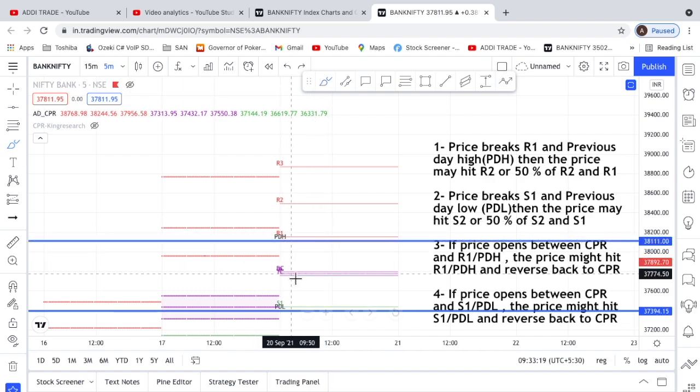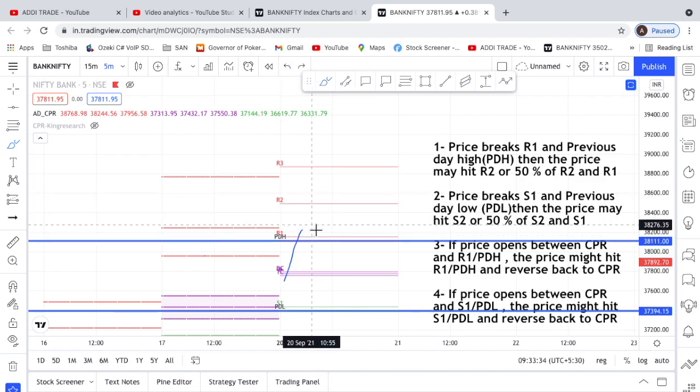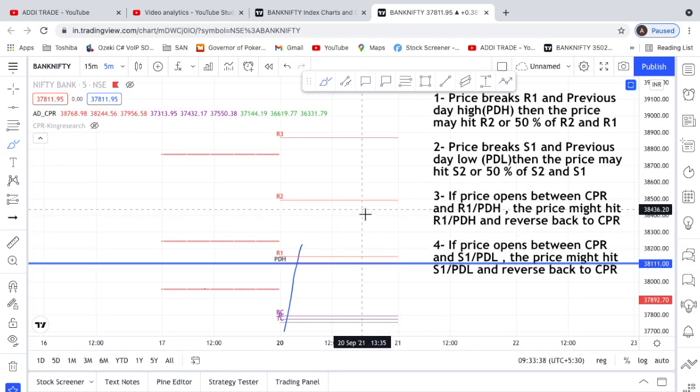Now say from somewhere the price comes and breaks this previous day high and R1. In that case, there is most likely a chance the price will hit R2, or the price may hit 50% of R1 and R2. What is 50%? How do we calculate it?